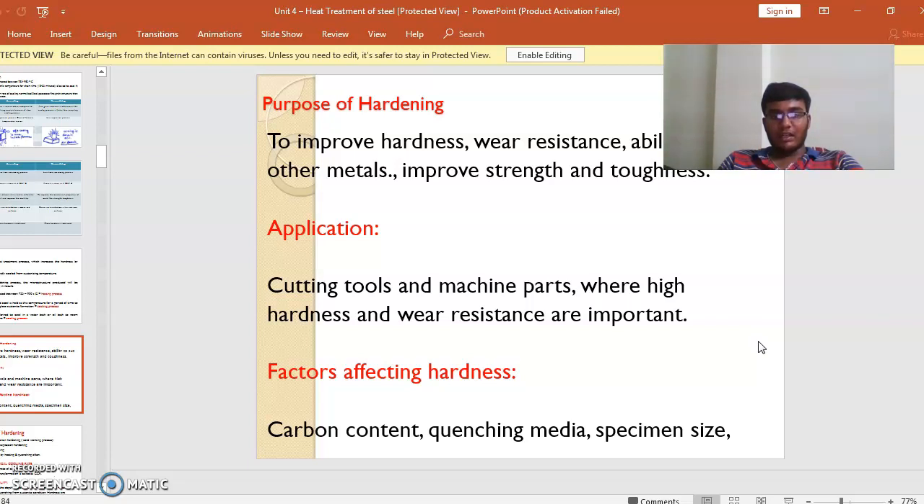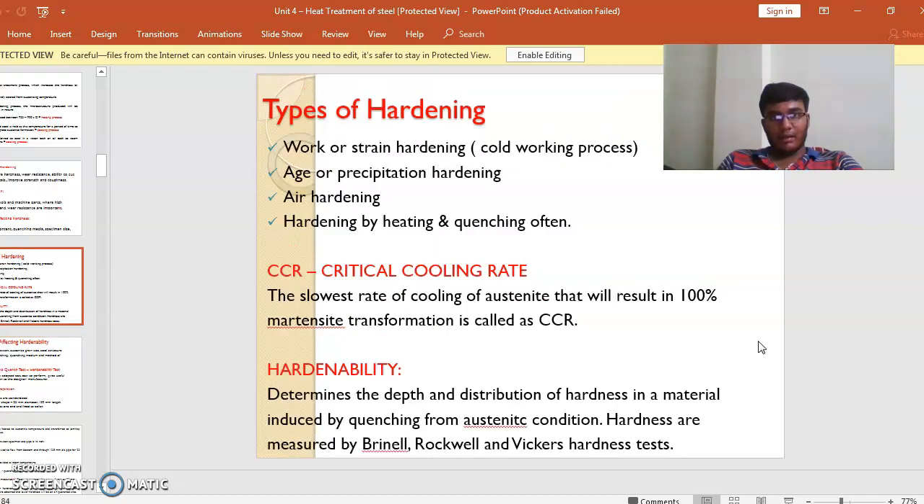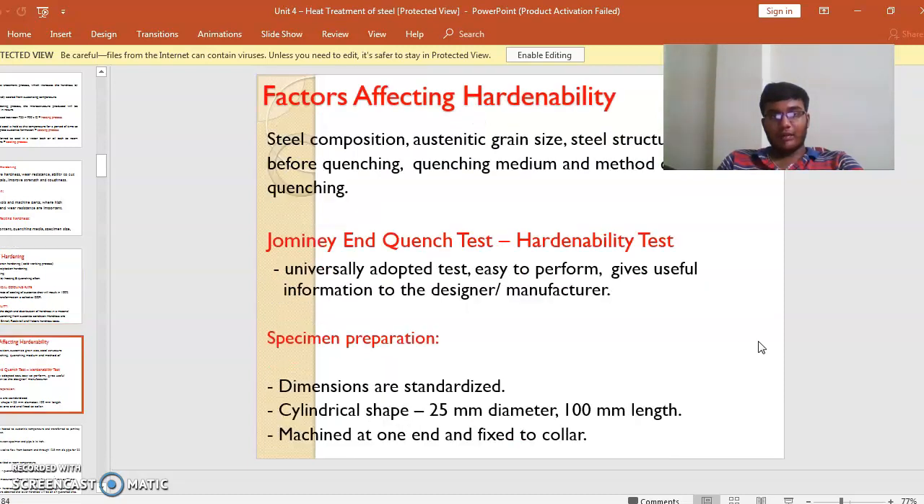Factors affecting hardness: carbon content, quenching media, and specimen size. Types of hardening: work or strain hardening, age or precipitation hardening, air hardening, and hardening by heating and quenching. Hardenability determines the depth and distribution of hardness in a material induced by quenching from austenite conditions. Hardness is measured by Brinell, Rockwell, and Vickers hardness tests. Factors affecting hardenability: steel composition, austenite grain size, steel structure before quenching, quenching medium, and method of quenching.